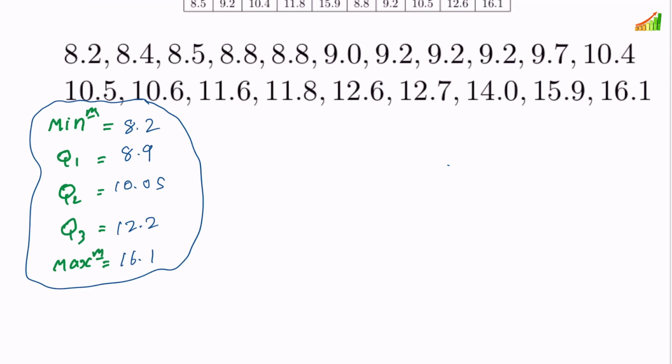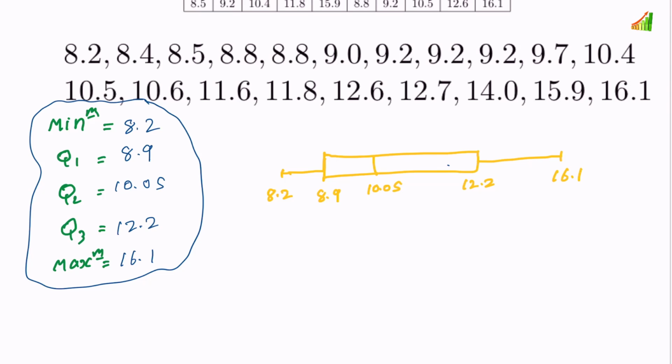Okay, now let me draw the box plot. Box plot represents the 5-number summary. We know this is the shape of the box plot. Minimum is 8.2. Q1 should be here, 8.9. Then Q2 is 10.05 and Q3 is 12.2 and 16.1 is the maximum because we don't have any outliers now. So this is the box plot for this.